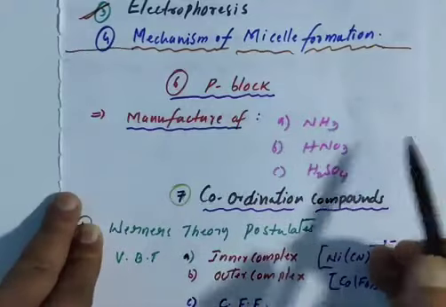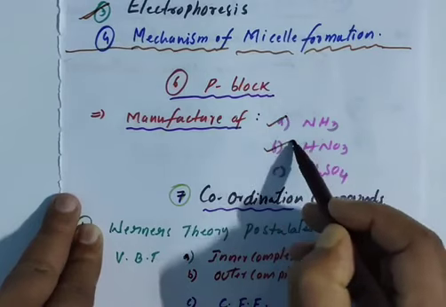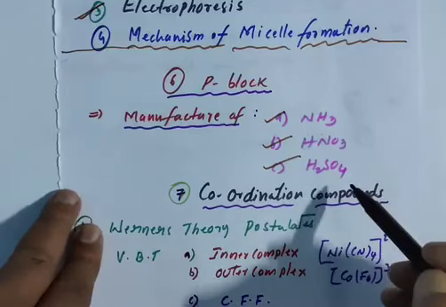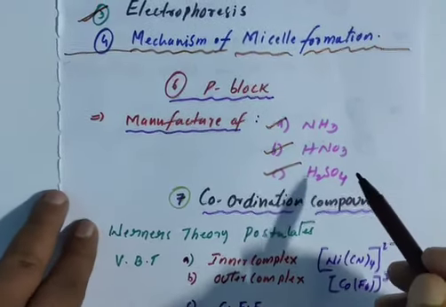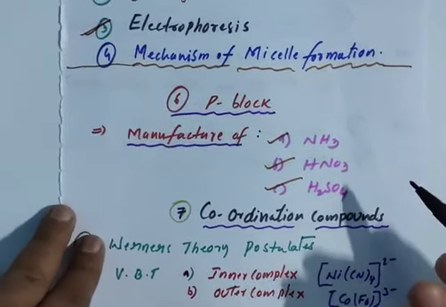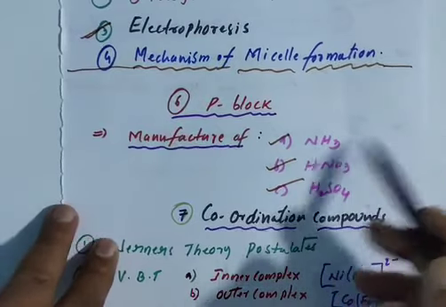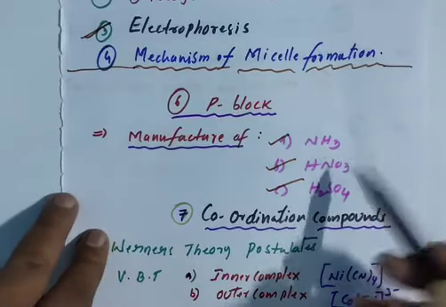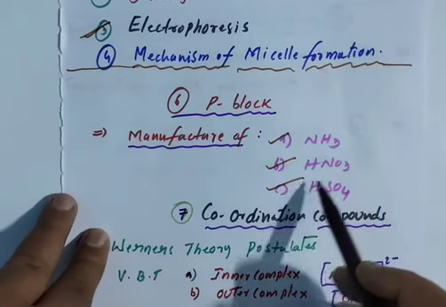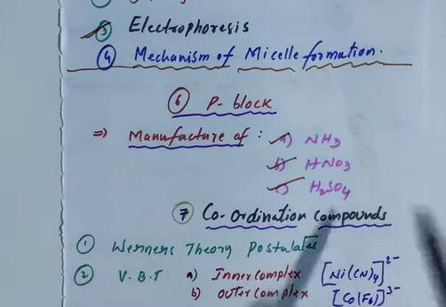P block, inorganic. There are 3 questions here: manufacturing of ammonia, manufacturing of nitric acid, manufacturing of sulfuric acid. If you learn these 3, there is a chance to get 2 questions from this, and you will score easily. And 3 may be asked sometimes. Generally, even previously, 1 question came every year, and this year there is a chance of getting 2 questions. So everyone, please concentrate on manufacturing of ammonia, nitric acid and sulfuric acid, and surely you will get 2 questions.